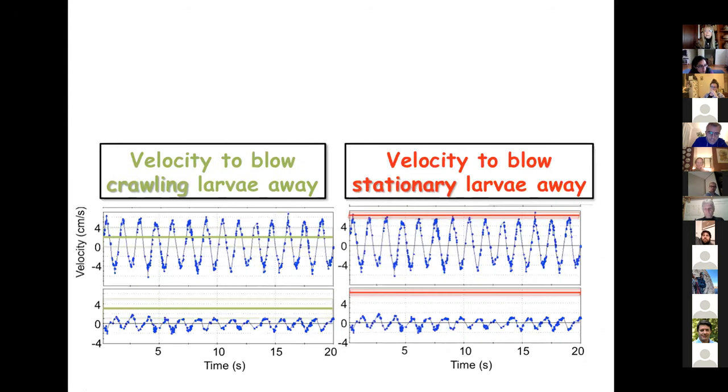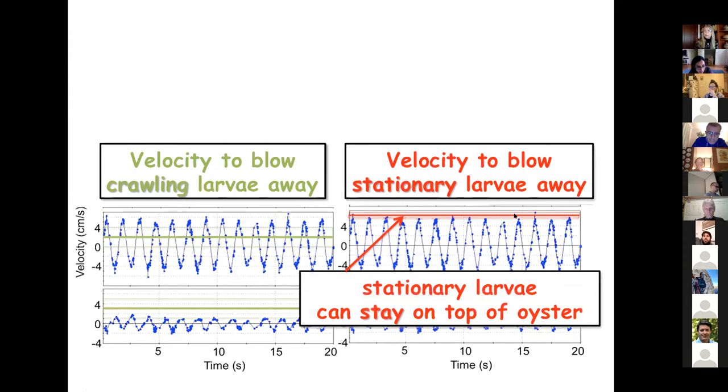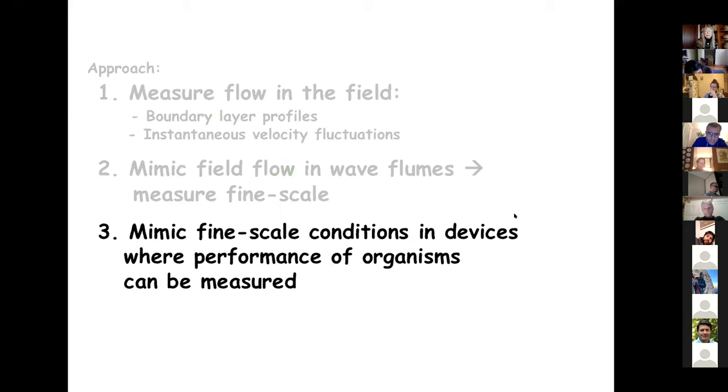Now, in contrast, we can measure the velocity to blow a stationary larva away that's hanging on more tightly. And what you can see is it can stay on top of the oyster, whereas the crawling one can't. So this tells us that we need to know the behavior of an organism as well as its adhesive, because that's going to affect its adhesive strength and determine where it can stay in these communities.